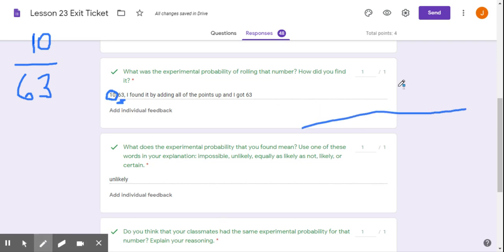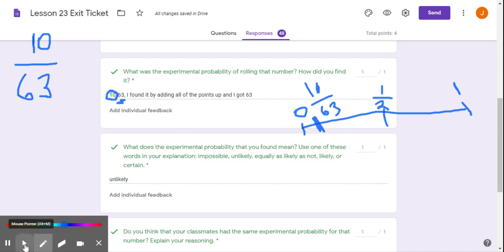Remember, something is unlikely if it's likely to happen less than half the time. On our number line, 0 means it's impossible, a half means it's equally likely to happen as not, and 1 means it's certain. Darwin rolled an 8 10 out of 63 times, which lives somewhere between 0 and a half. It's less than a half and more than 0, so it's unlikely to happen.